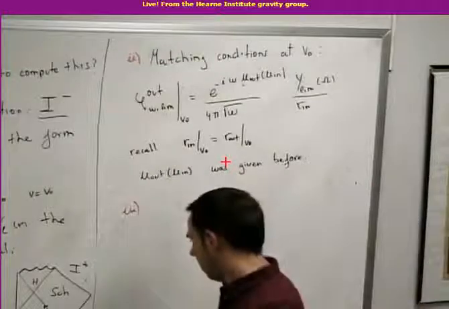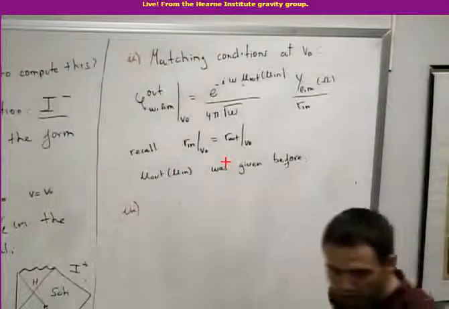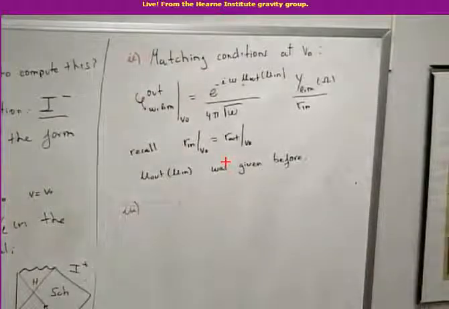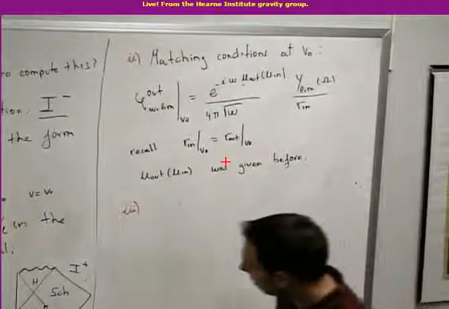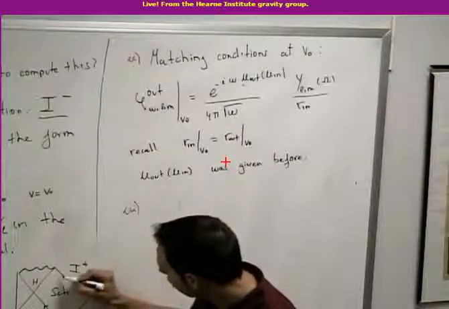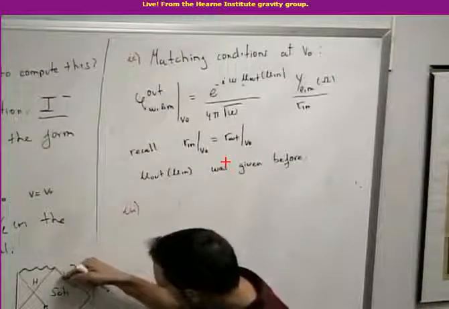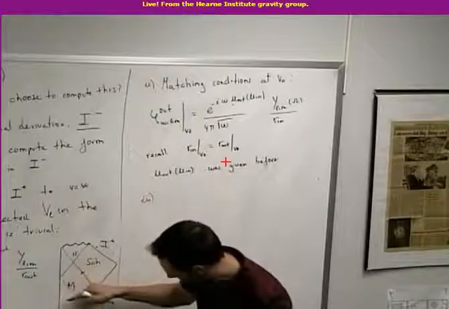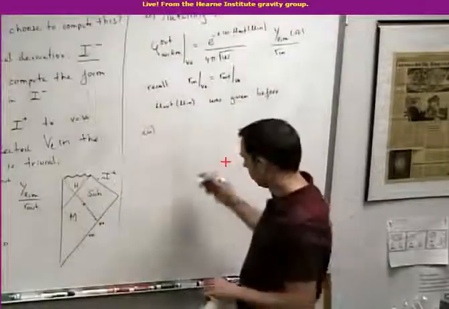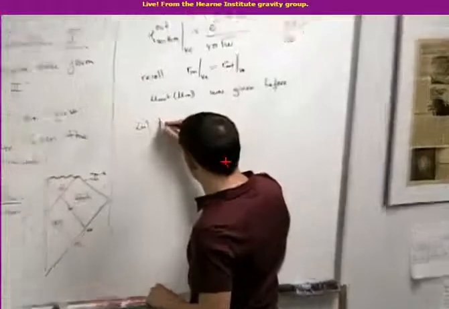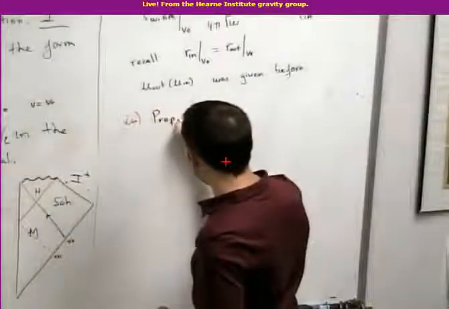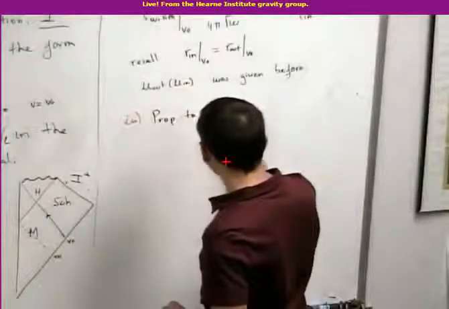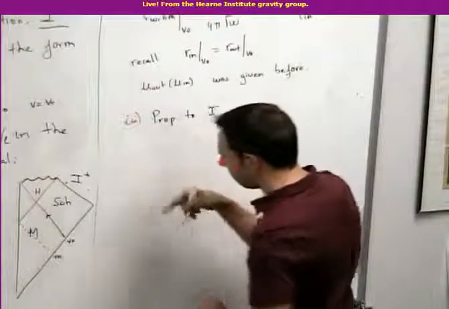That is maybe the less trivial part, because modes which are outcoming here, if you propagate them backwards in time, are still outcoming, but they will be reflected at r equals 0. So I want to do now propagation to scri from v naught.